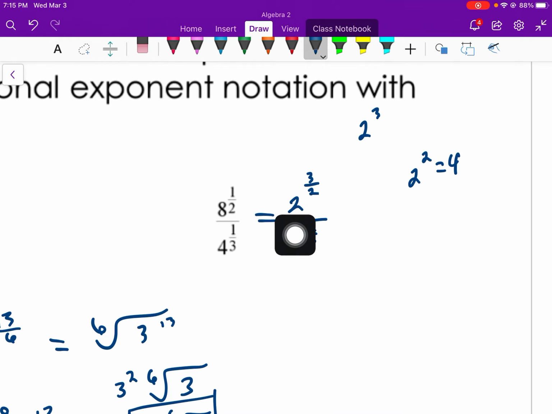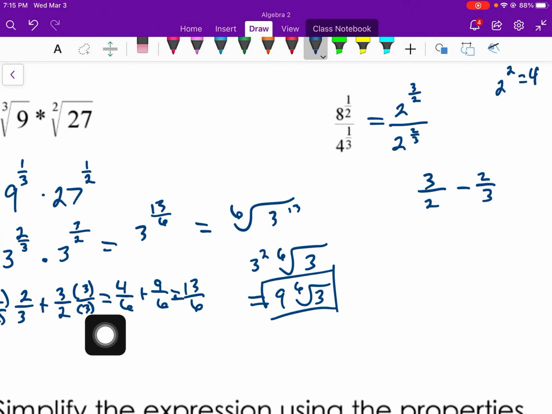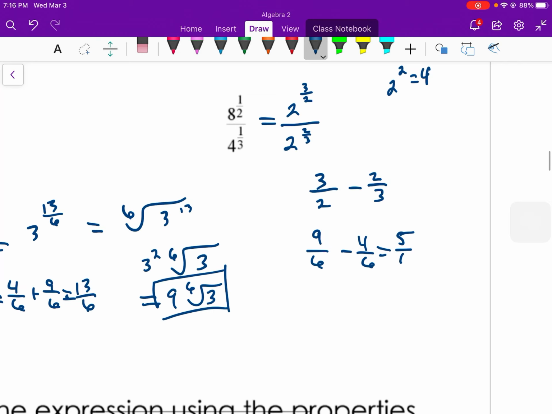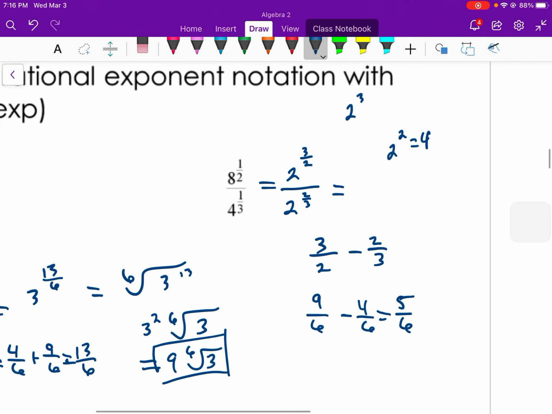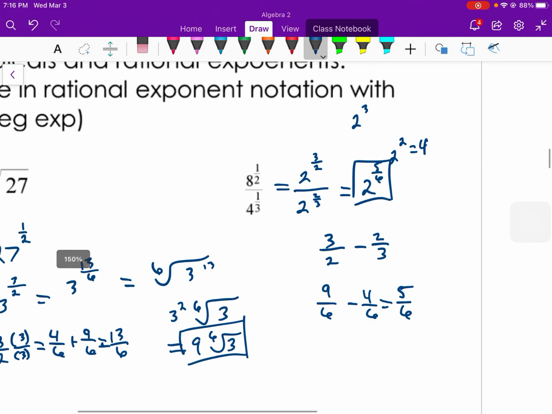Now I have a common base, and because it's a quotient, I can subtract my exponents. Again, we have the same situation where we need a common denominator. So we already know that this will become 9/6 minus 4/6, which is 5/6. That's a proper fraction. It's positive, so it'll stay in the numerator. So that becomes 2 to the 5/6 power.